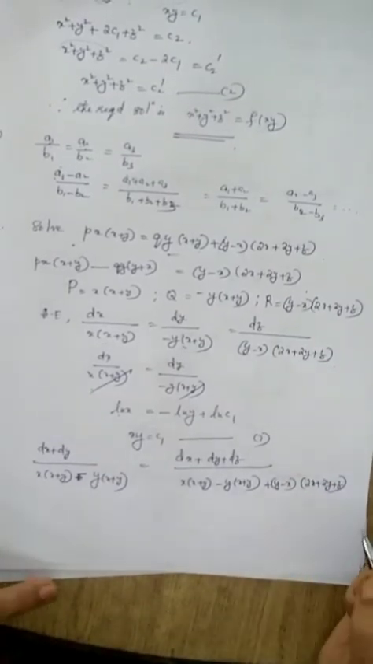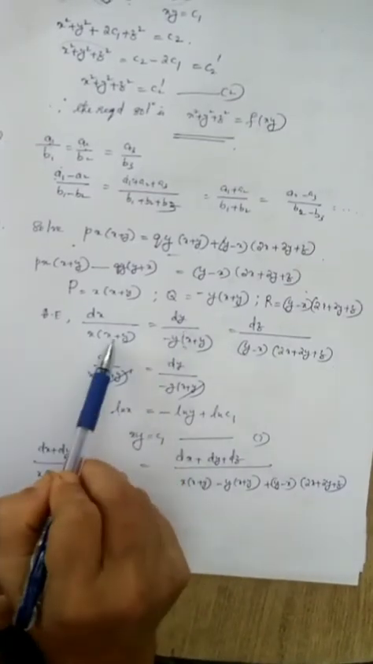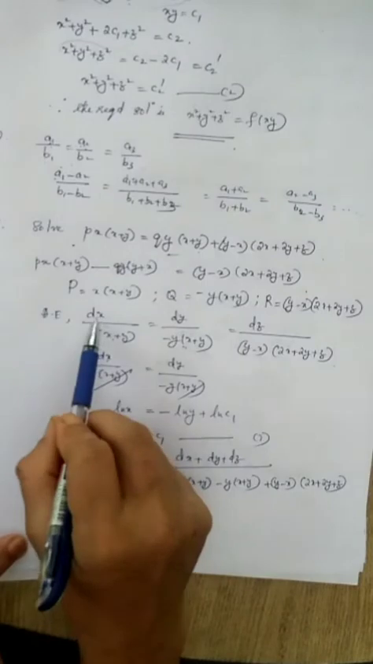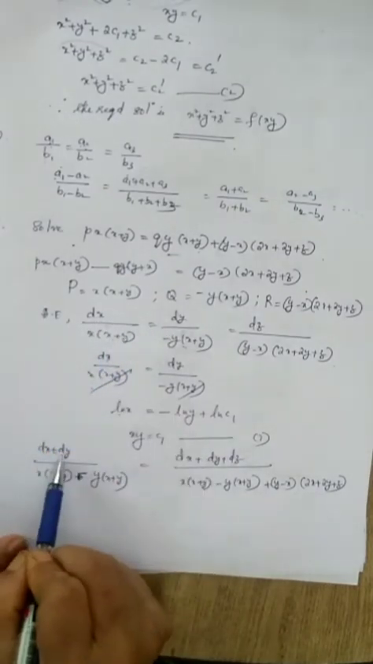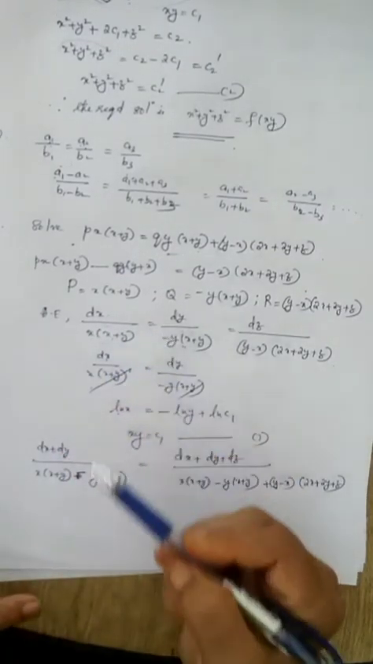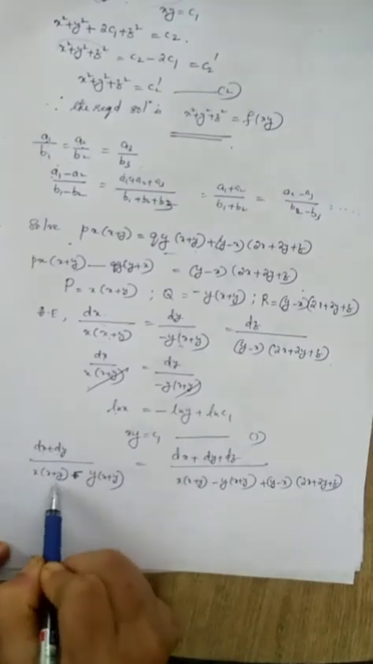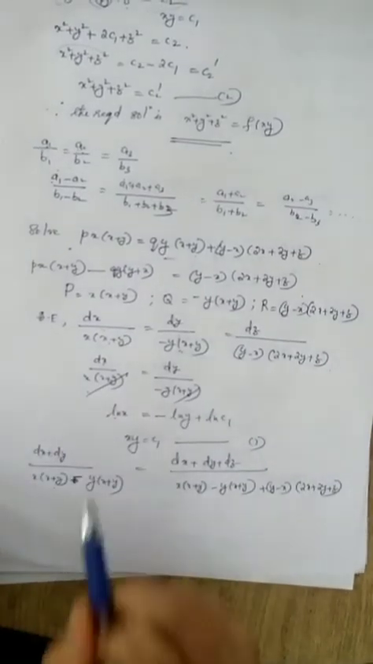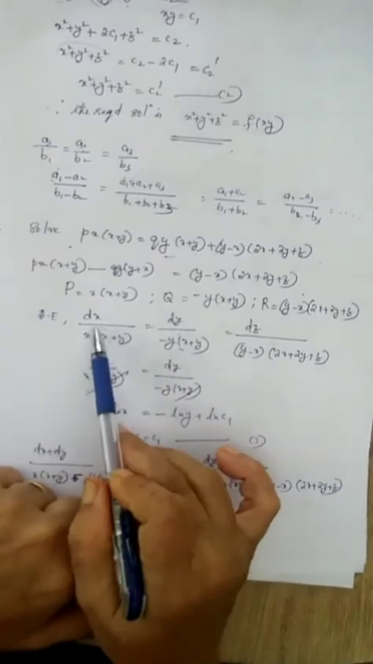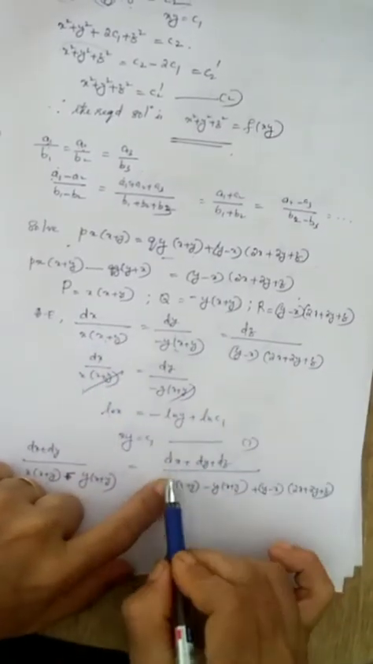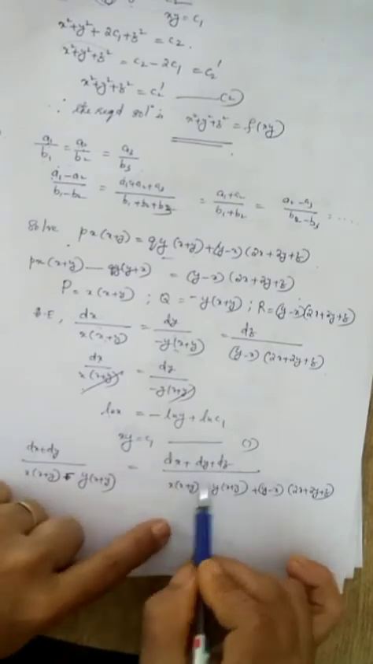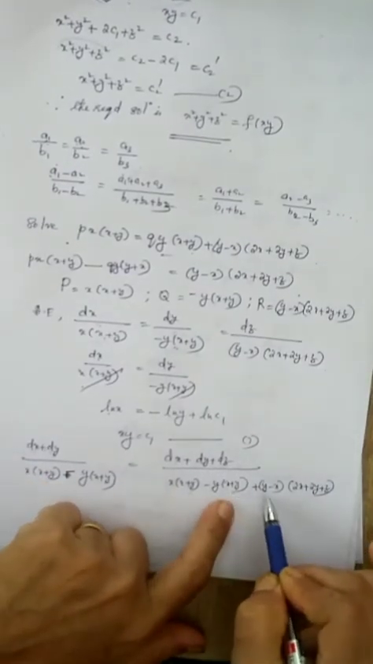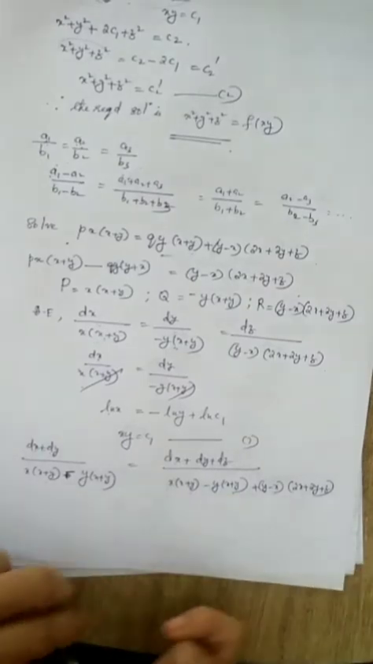I say once more, we are adding the first two ratios. We get the left side as dx plus dy, adding the numerators, and by the same process it should be done on the denominator also, x into x plus y plus minus y into x plus y. This is equal to, taking the right side as the sum of numerators by sum of denominators, dx plus dy plus dz by x into x plus y minus y into x plus y plus y minus x into 2x plus 2y plus z.